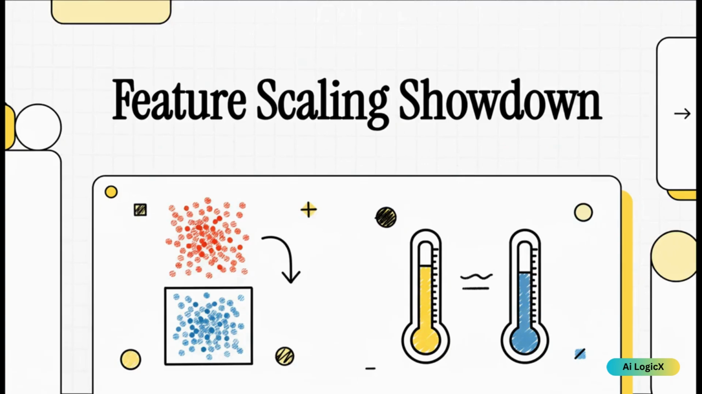Welcome to the Explainer. All right, today we're going to tackle a really critical but sometimes confusing step in machine learning, feature scaling. We'll break down the two heavy hitters, standardization and normalization, and figure out what's what.